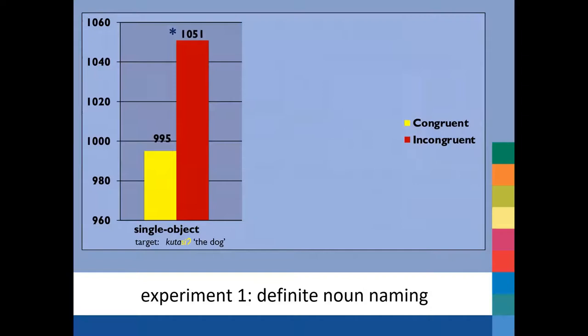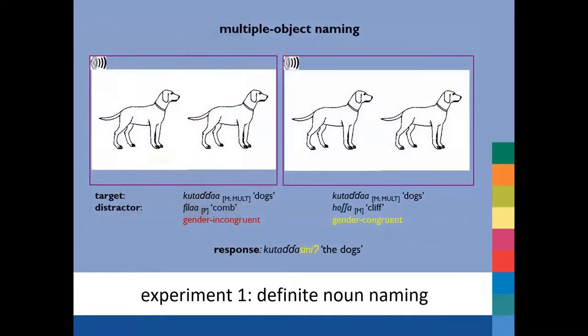What we found was for the single object naming condition, there was a large gender congruency effect, like we saw before in Western languages. What we also did was to present multiple pictures. And this is an interesting case because now the effect should swap, right?